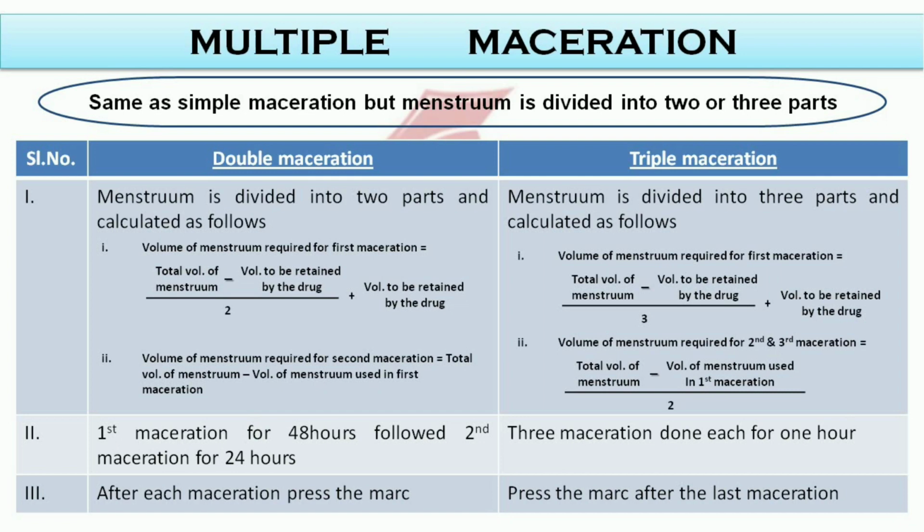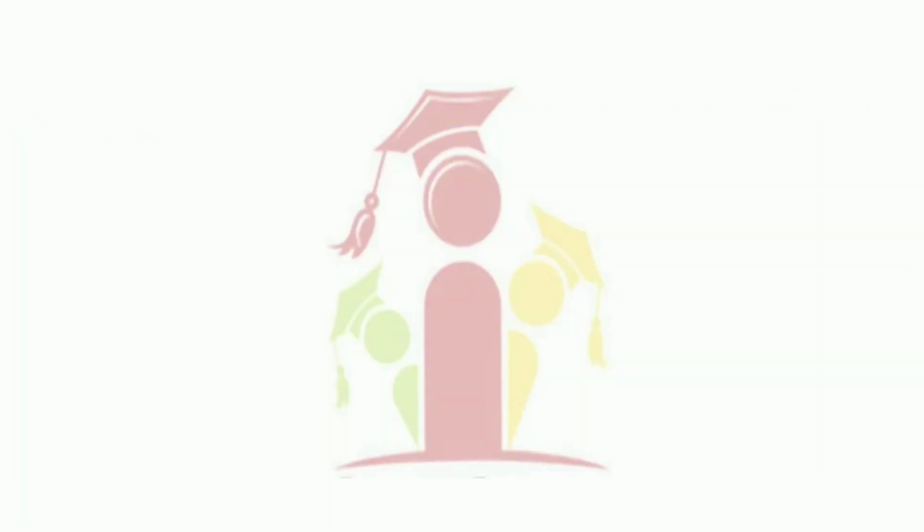The second point is, in double maceration, the first maceration is done for 48 hours followed by second maceration for 24 hours. But in case of triple maceration, all the three macerations are done for 1 hour each. In case of double maceration, after each maceration the marc is pressed, and in case of triple maceration the marc is pressed in the last maceration.